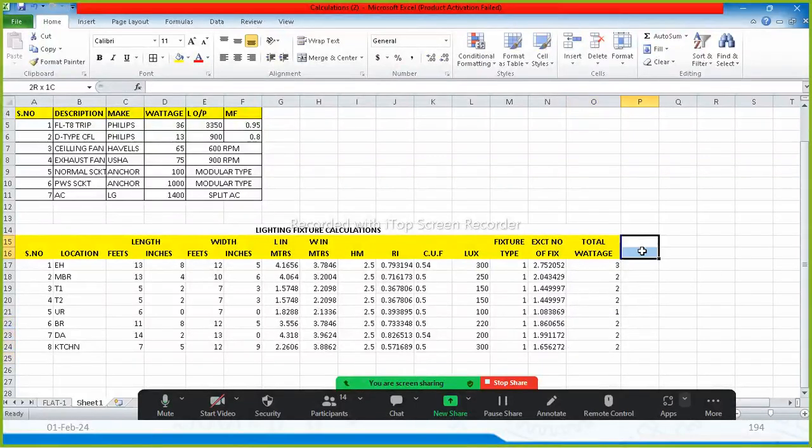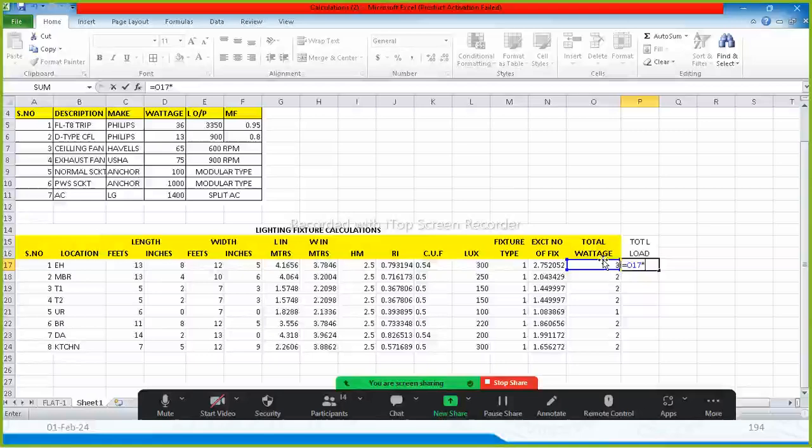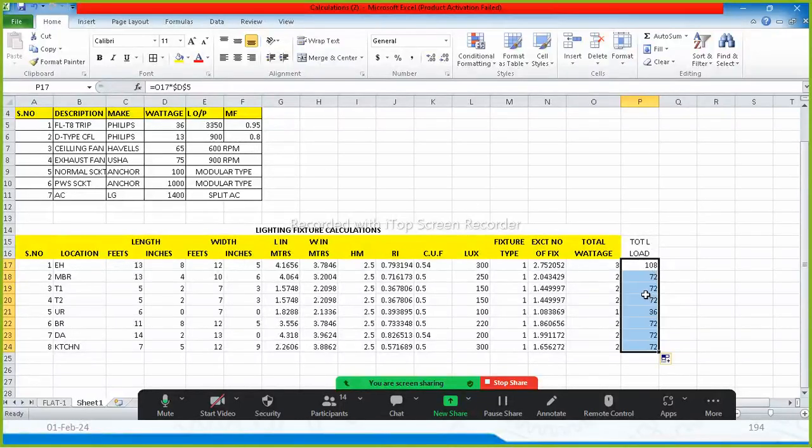Now coming to the wattage, total load, TTL, total lighting load. So when it comes to total lighting load, what will you do? Number of fixtures into fixture wattage. Then again freezing the column, putting a dollar symbol before the alphabet and after the alphabet, enter. Then drag the total, and wherever you have a CFL, third, fourth, fifth, sixth, in these places you need to go with the D6.